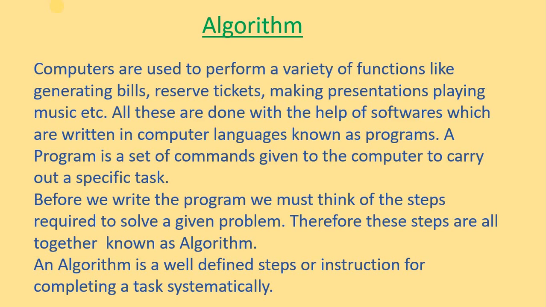Now, how is it possible to make every device so smart? That we will see, because with the help of algorithms only we can make a device smart. Algorithm is the first step to prepare a software. So all these things are done with the help of software which is written in computer languages known as programs. Basically, everything we see around our world is done with the help of software, and this software is written in computer languages known as programs.